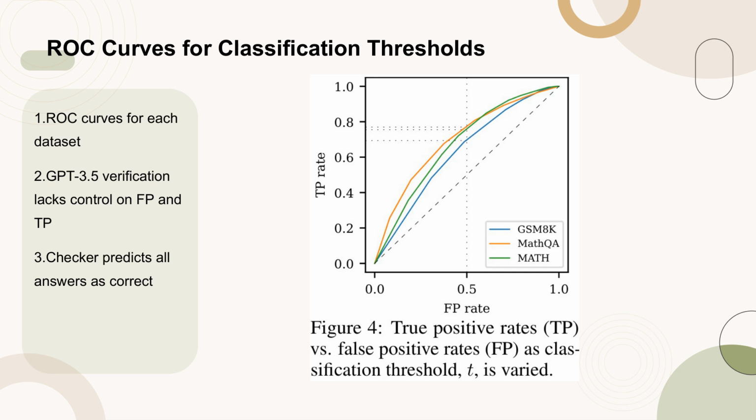As a comparison, directly prompting GPT 3.5 to verify whole reasoning chains results in no meaningful control on the false and true positive rates, FP and TP. Specifically, on the math dataset, both FP and TP remain at 100%, and on GSM-8K, they are 98%, as observed by Ning et al., 2023. This indicates that the checker always predicts the answer as correct, providing no useful information for filtering incorrect solutions.